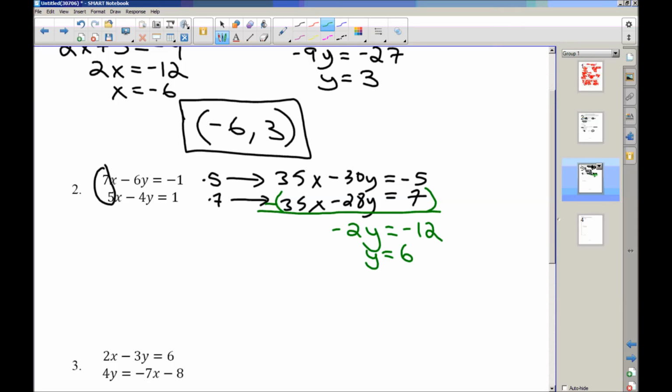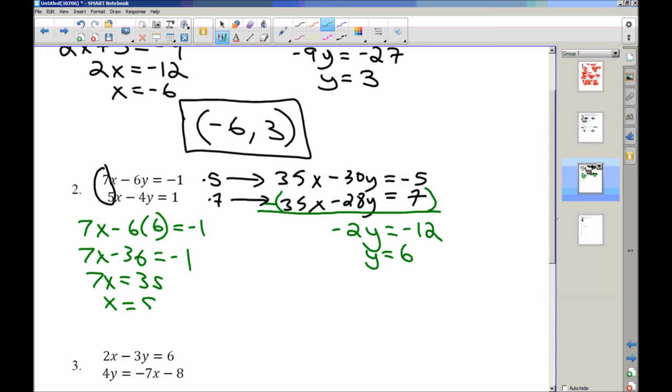Okay. I plug the 6 back in for y in either one, and I usually choose the first one. So 6 times 6 is 36, so this is 7x minus 36 equals negative 1. I'll add 36 to both sides. This will give me 35. And then divide by 7 for 5. So my final answer is 5, 6.